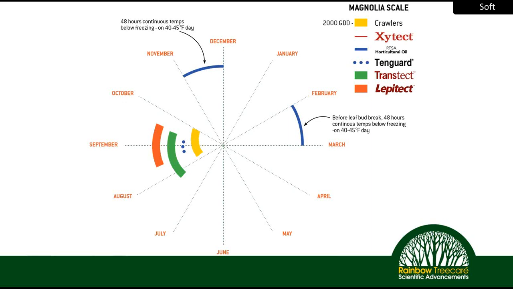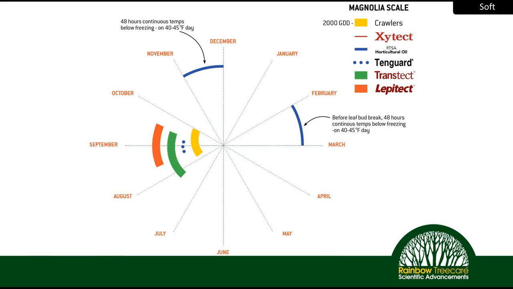This is a generalized life cycle. It's based on 2,000 growing degree days for crawler emergence. It's also based on East Coast life cycle times. So really just adjust this chart over here to when those scales are present. In the yellow, you can see that on the East Coast anyway, the crawlers are physically emerging and crawling for about 1 3/4 months. So from beginning of September all the way through and including October is when these crawlers are present.